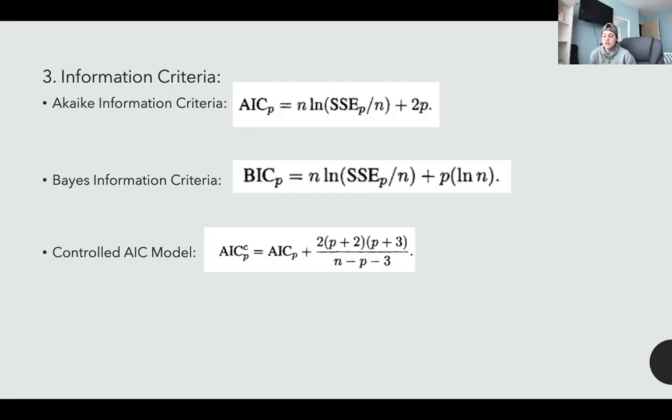And a popular variation to our AIC is the BIC, which is the Bayes information criteria. So our Bayes information criteria is denoted by BIC sub p, which is equal to n times ln of SSE sub p divided by n, plus p times ln of n. So pretty similar to the AIC, the only difference is instead of adding 2p at the end, we're going to add p times ln of n. So this tends to control for the overfitting tendency in the AIC model.